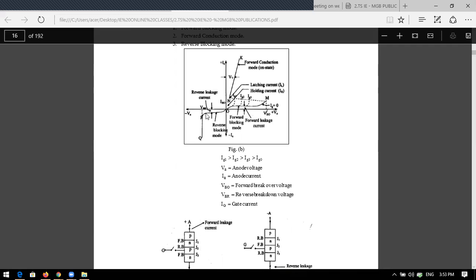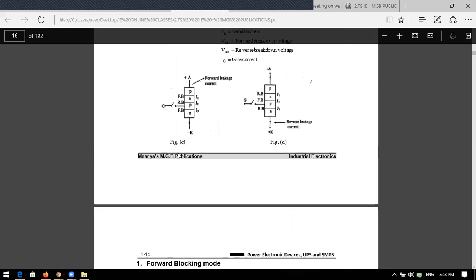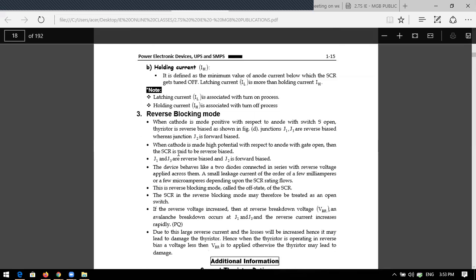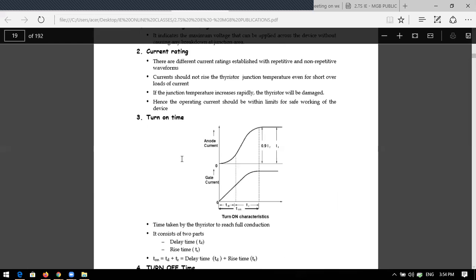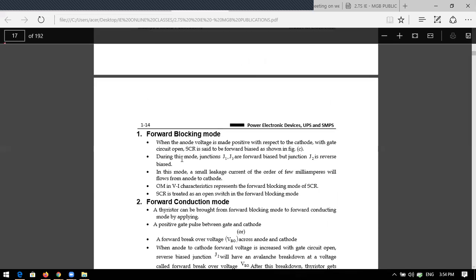Okay, this region is okay, this region is okay, this region also okay, but you should not apply this region. And more than this VBO also you should not use this voltage. Greater than this voltage also you should not apply because here also the device will burn, or some damage will happen. Okay, so this is the VI characteristics of your SCR.